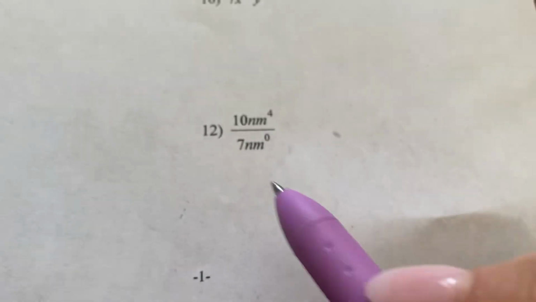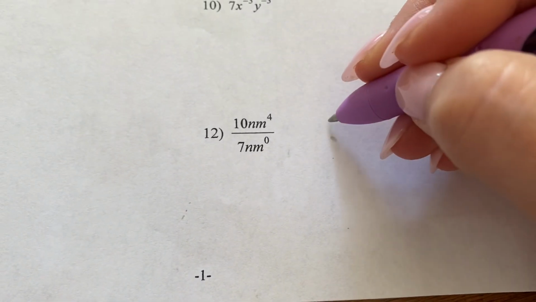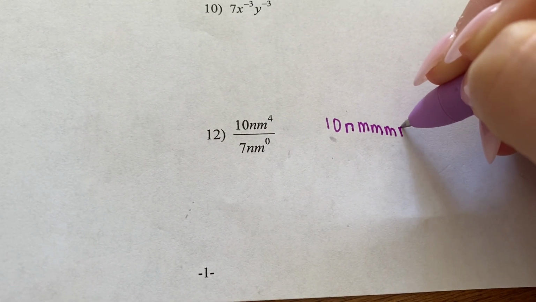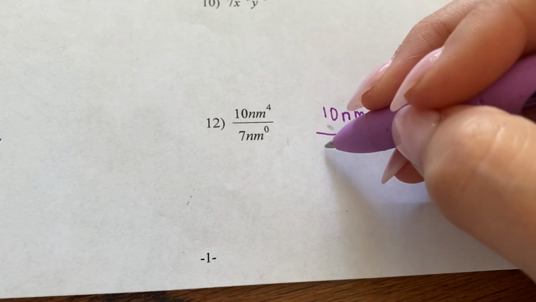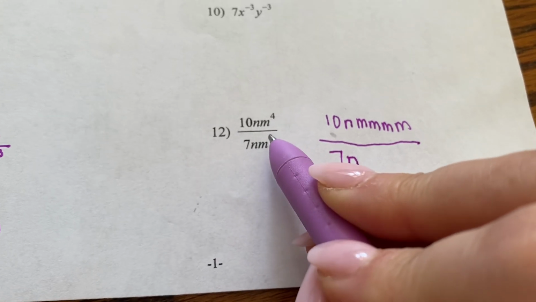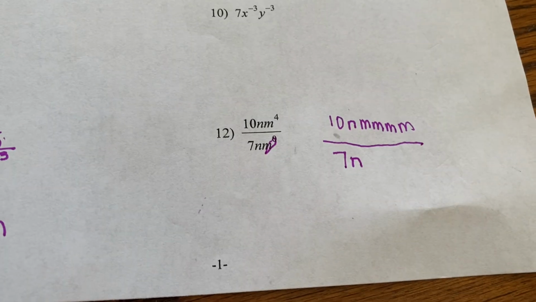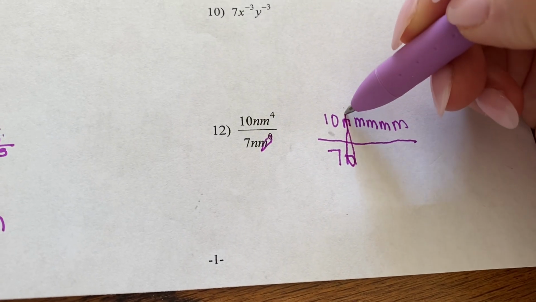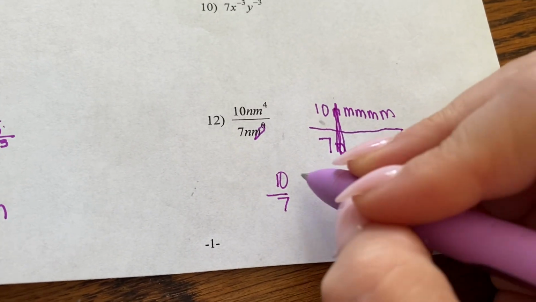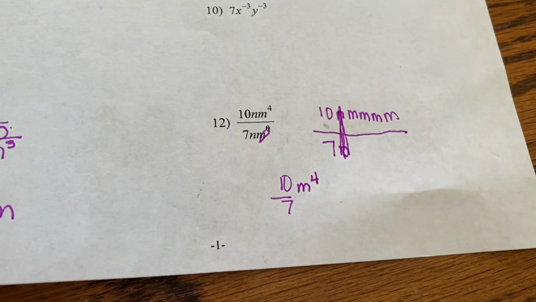Remember that m to the 0 power is a 1. So if I were to write this out, I have 10 and 1, 2, 3, 4 m's. I have a 7 and an n because that m to the 0 is a 1. So in this case, my n's are going to turn to a 1. I have 10 over 7 and m to the 4th. So that would be number 12.